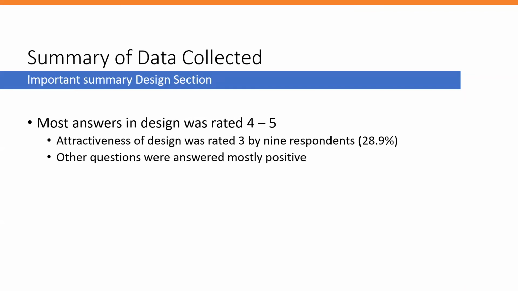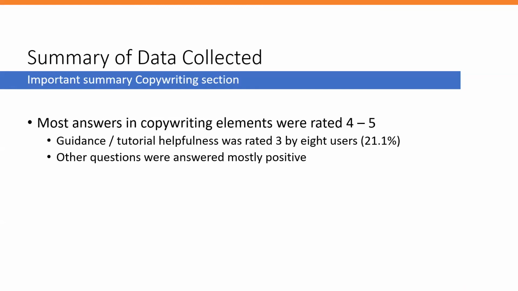Most answers in design was rated 4 to 5 as well. Attractiveness of design was rated 3 by 9 respondents, that's 28.9%. Other questions were answered mostly positive. In the copywriting sections, most answers, again, were rated 4 to 5. However, some people found guidance or tutorial helpfulness was not good enough, and they rated 3 by 8 users. That's 21.1%. Other questions were answered mostly positive.